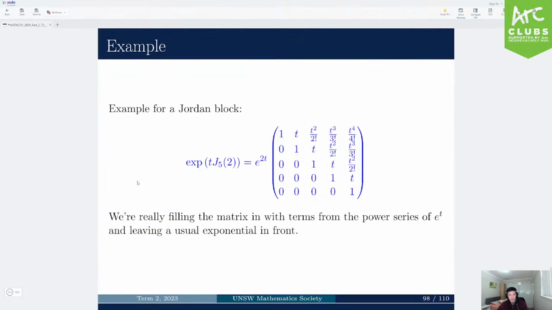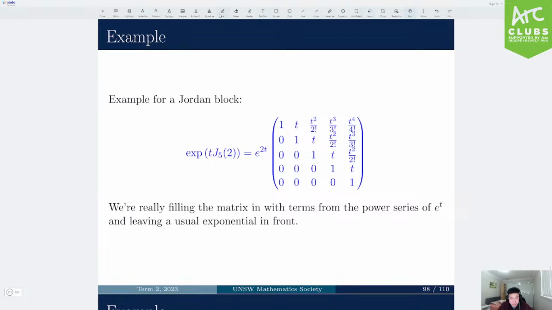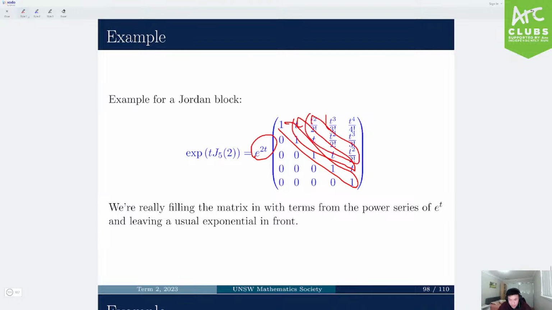Alright, so a quick example. If we want to take the exponential of t times the Jordan block of 5 by 5 with 2, well, again, we have the e to the 2t out front. We write the 1s on the diagonal, t's on the super diagonal, t squared on 2 factorial next, t cubed on 3 factorial, and t to the 4 on 4 factorial. Okay, and we keep filling it up until we hit our size.